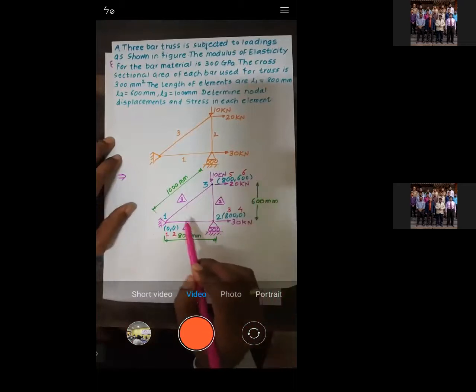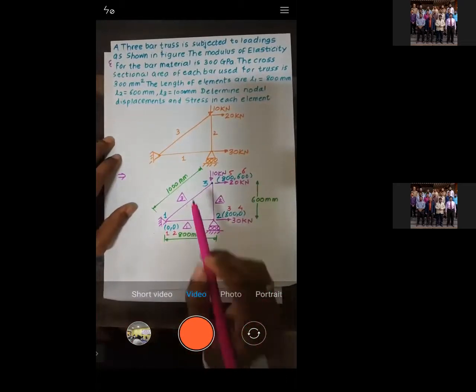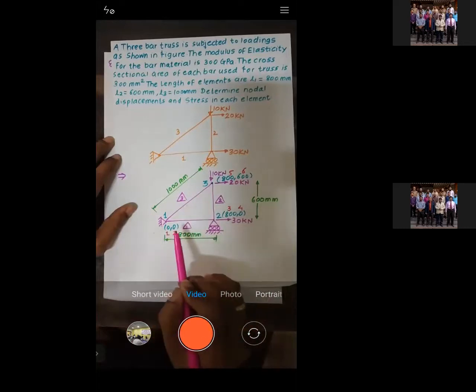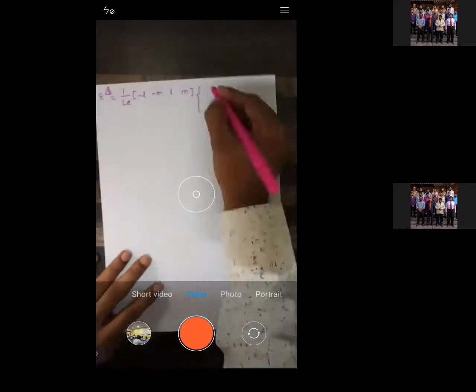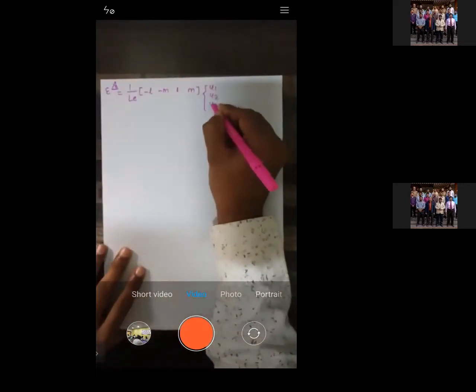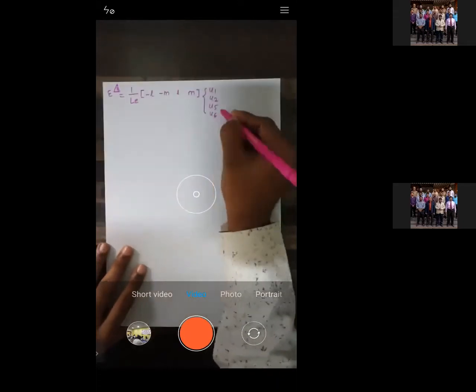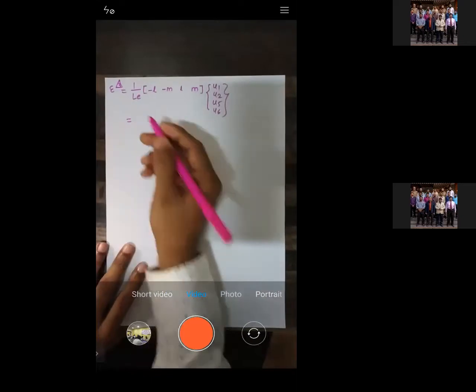Because for element number 1, how have we written it? 1, 2, 3, 4. Similarly, for element number 3, we should write 1, 2, 5, 6. So just write U1, U2, U5, and U6. Right? 1, 2, 5, 6. Is that okay?